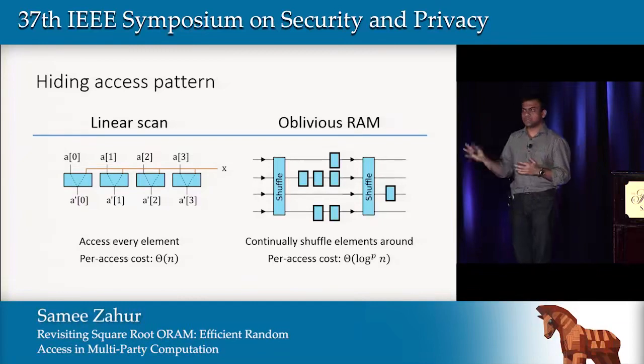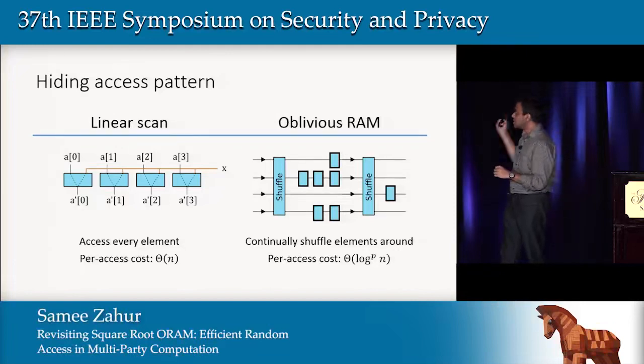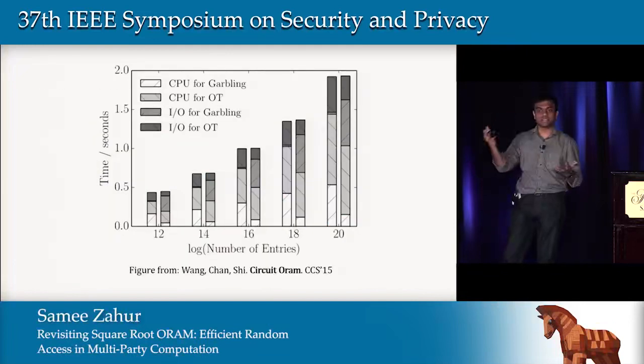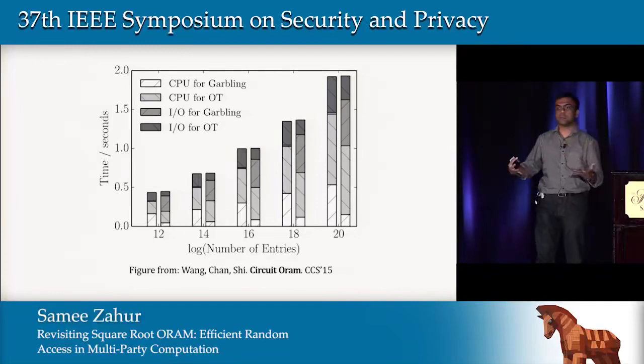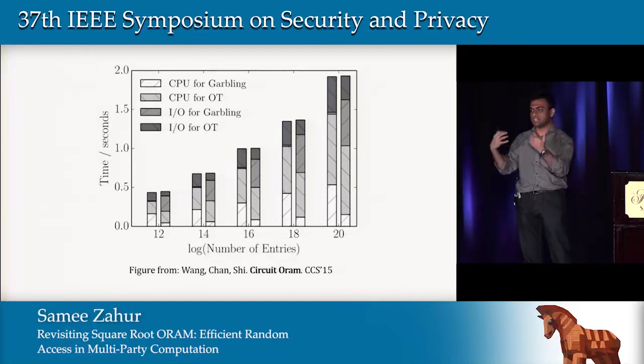If you go through the literature, one of the ORAM constructions that we'll be comparing against all the time is the Circuit ORAM paper from last year's CCS. It was by Wang, Shi, and others. So this one is sort of the fastest there is for MPC applications. If you want to hide your access pattern in MPC, this is the best you can do so far.